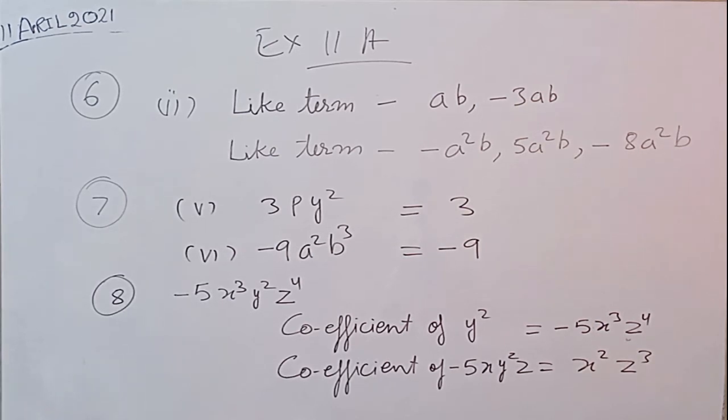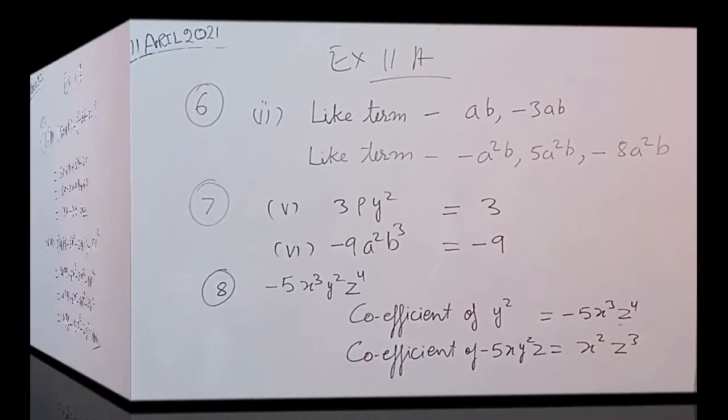coefficient of y square. I am taking the second part of question number 8, in which we have to find the coefficient of y square. That will be minus 5x cube z to the power 4. Just leave the y square from the term. The remaining part will be the coefficient of y square. Similarly, just leave the minus 5x y square z from the term, and you will get the coefficient of that. That will become x square and z cube. So in that manner you will do question number 6, 7 and 8.